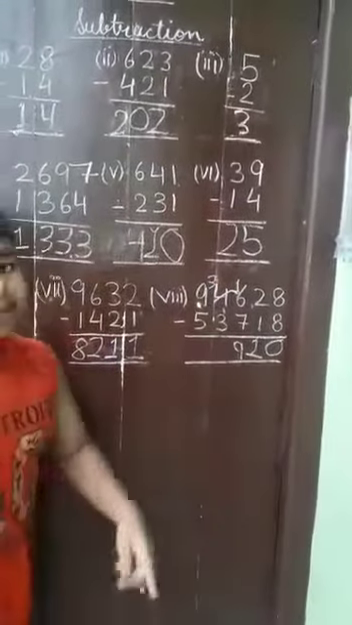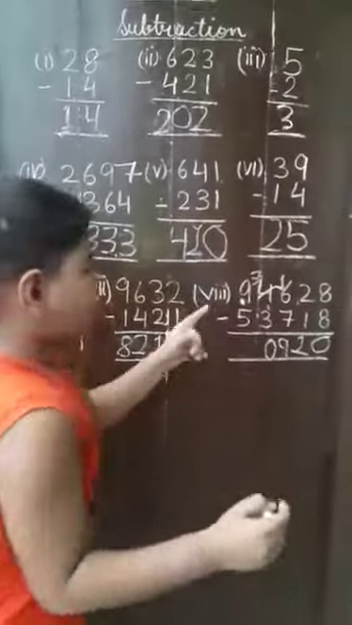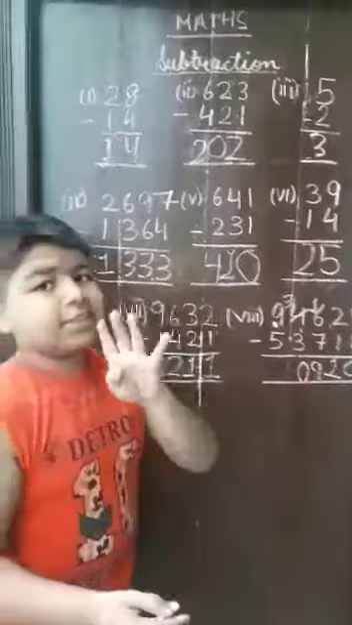And 3 minus 3 is equal to 0. Now 9 minus 5 is equal to 4.